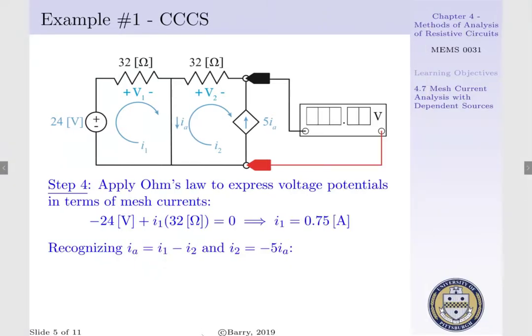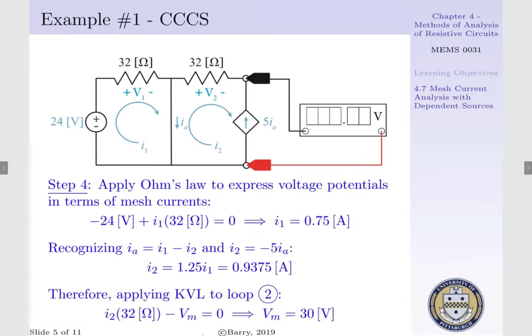To do such, we recognize that our short circuit IA is shared by mesh currents I1 and I2, such that IA is equal to I1 less I2. And we know I2 is equal to minus 5IA. Given that we have I1 is equal to 3/4 of an amp, we can solve for I2 such that I2 is equal to 1.25 I1 or 0.9375 amps.